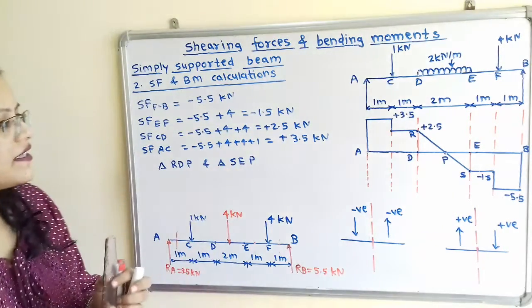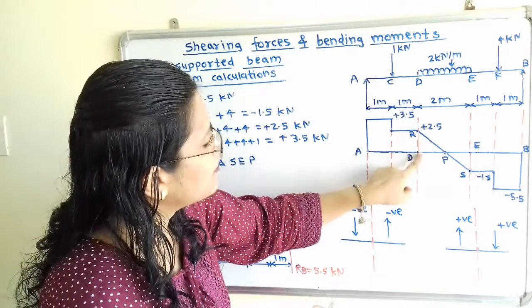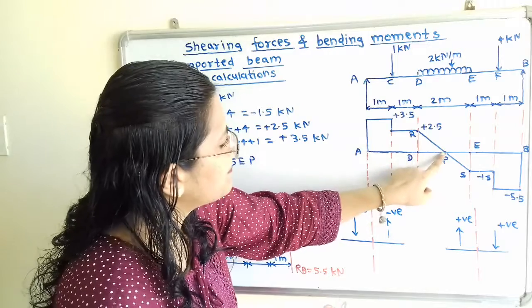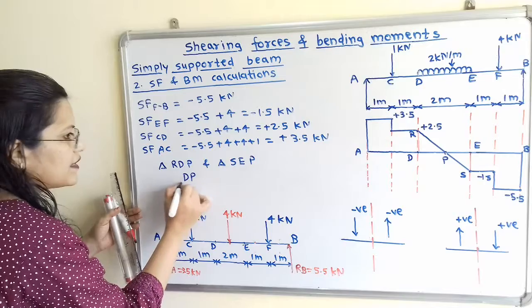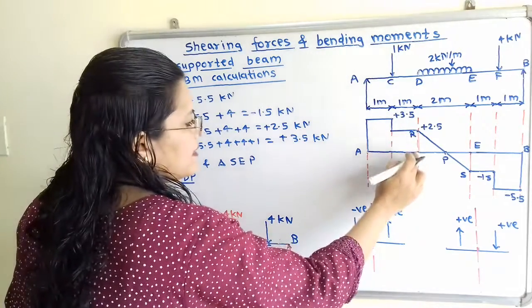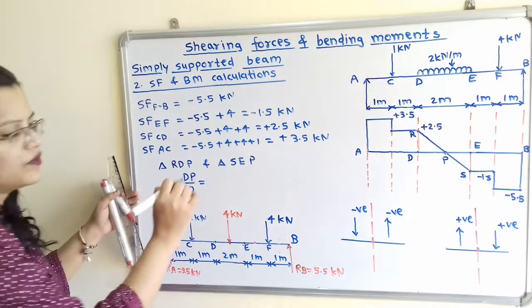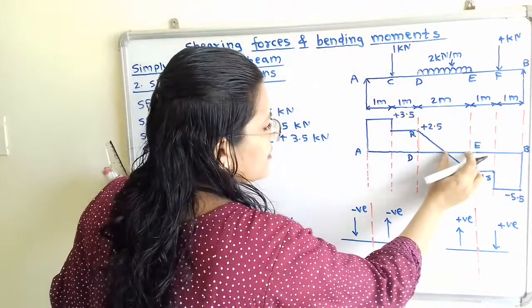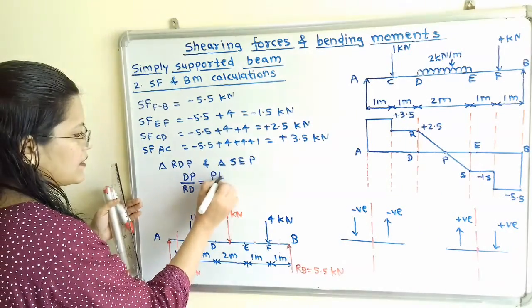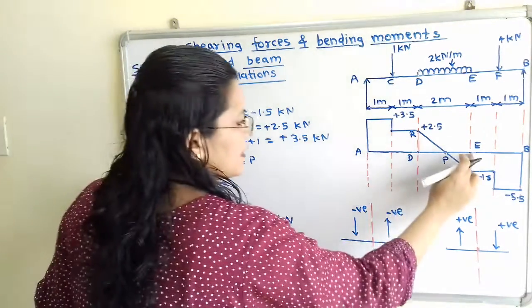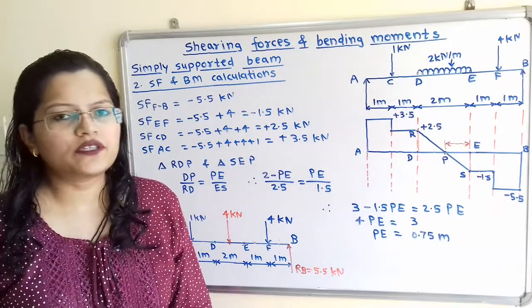Now we will take the ratio from base to the height. So from this triangle, base to the height line, that is DP. This is the base. So I will write here DP divided by this height, which is RD, is equal to. Now in the same way we will take here the base. So base is PE, and height is ES.